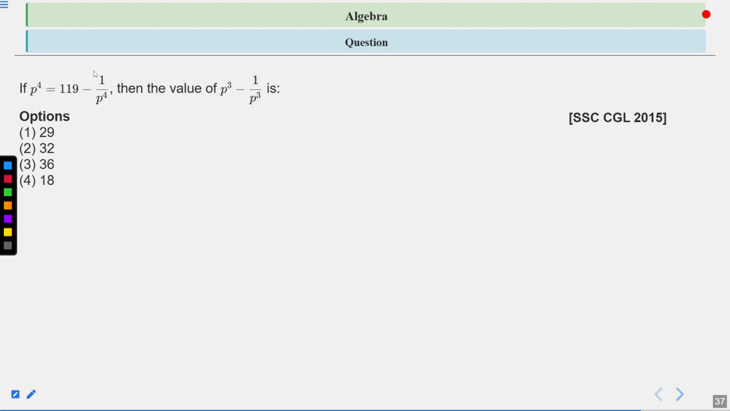If p to the power 4 equals 119 minus 1 upon p to the power 4, then what is the value of p cube minus 1 upon p cube? This question was asked in the SSC CGL exam 2015. There are four options. First one is 29, second is 32, third is 36, and fourth is 18.